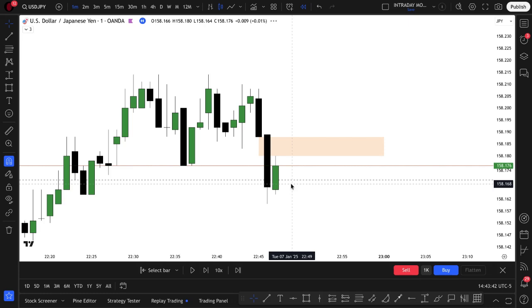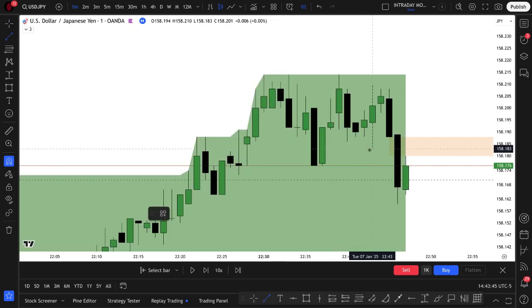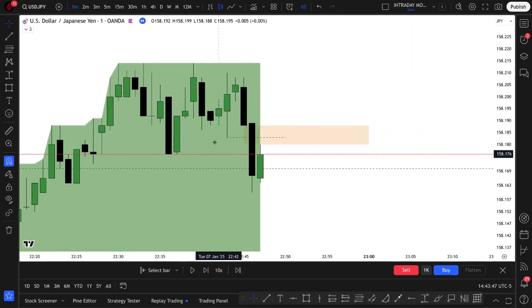Do you see that there? Look at that. That's that swing low. 1, 2, 3, fair value gap through it. That's all we're looking for.